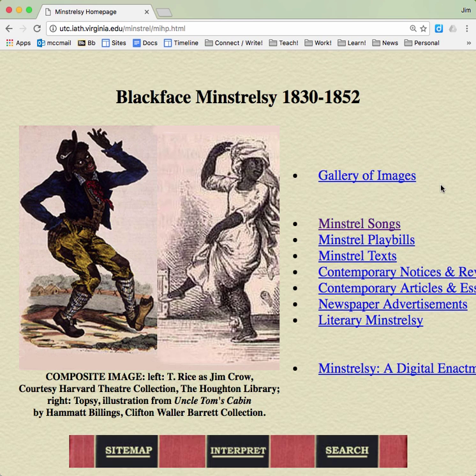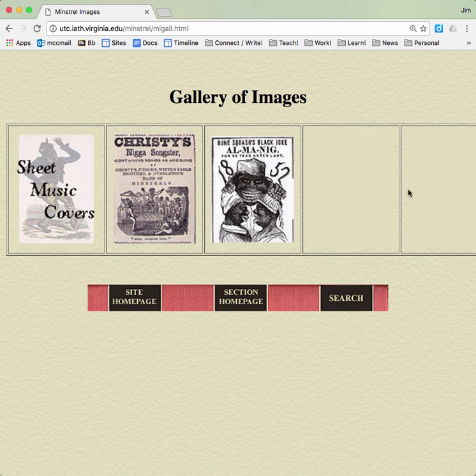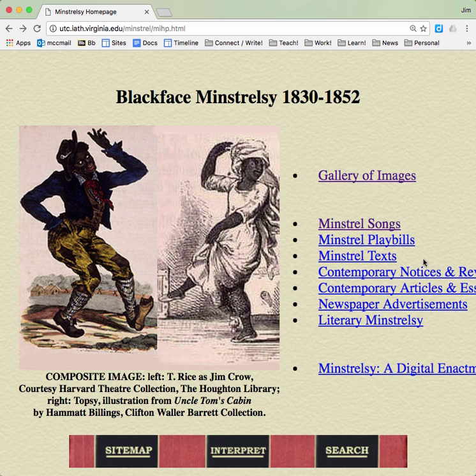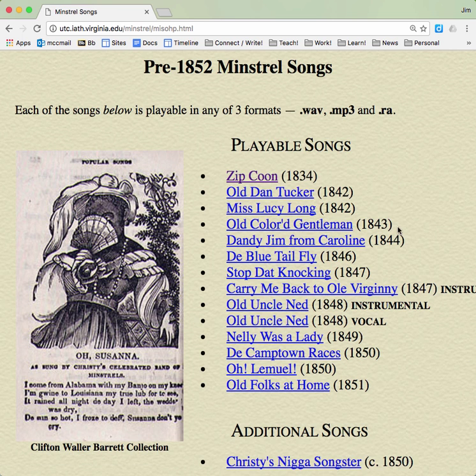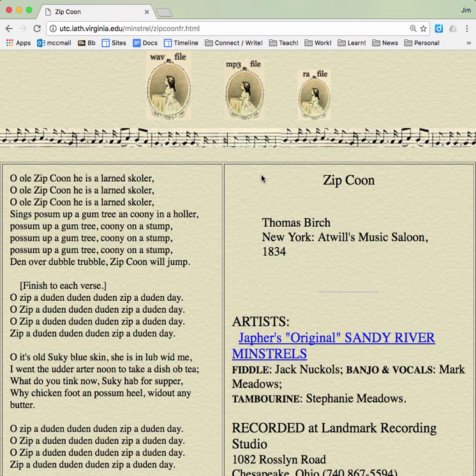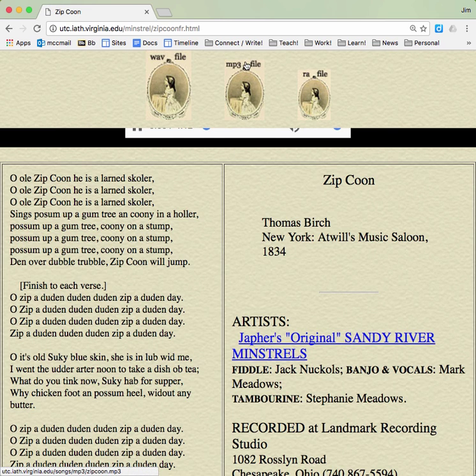But we can certainly get a better understanding of what minstrelsy was by using this website. So here we can click and see images related to minstrelsy, and that's a lot of fun. But my favorite part is that we can actually tap into some of the music of the time and hear some of the minstrel tunes. The first famous minstrel tune is Zip Coon, and you can actually still hear that performed in American folk music today.